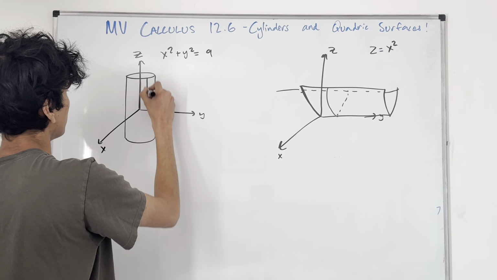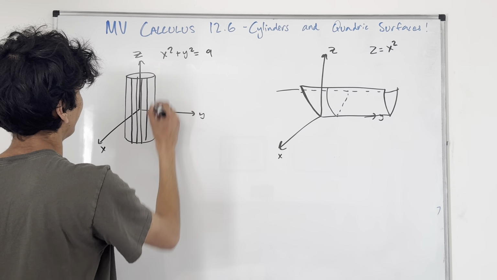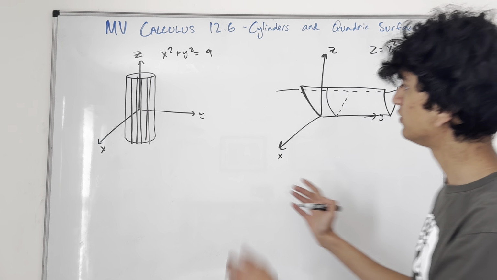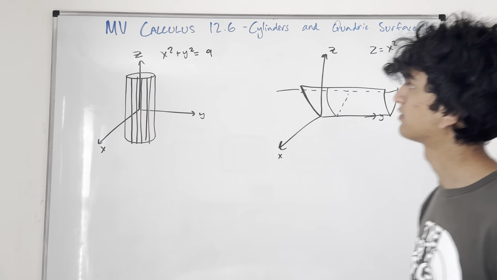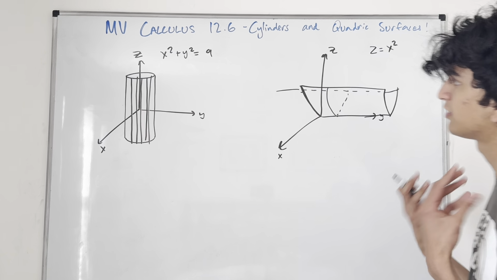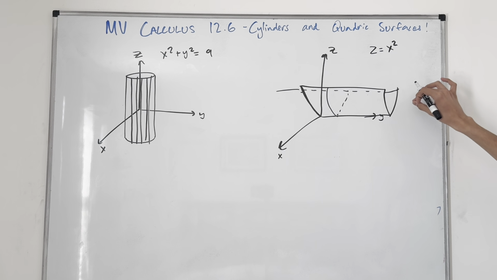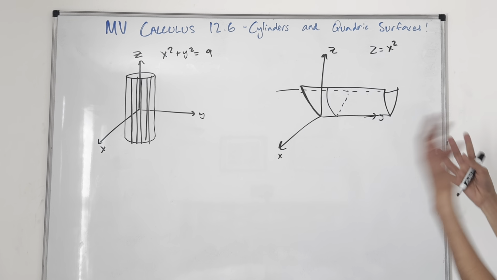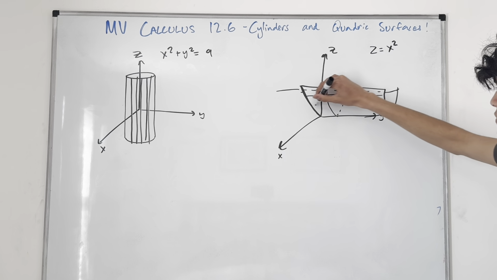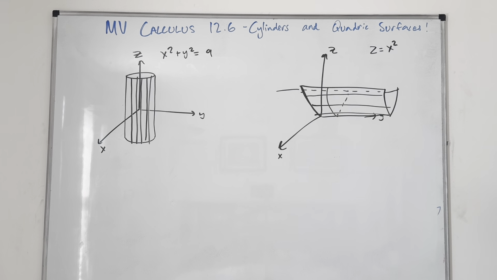There are these lines that are parallel to some sort of axis, and they pass through this curve. So in the case of this cylinder, all of these lines are parallel to the z-axis. And what you notice is, hey, z is not in our equation. Same thing here, right? For z equals x squared, all of these lines along the surface are parallel to the y-axis, and y is not in our equation.